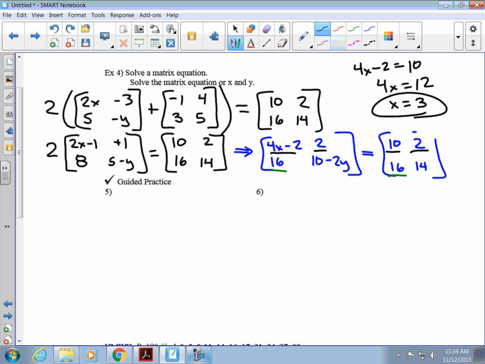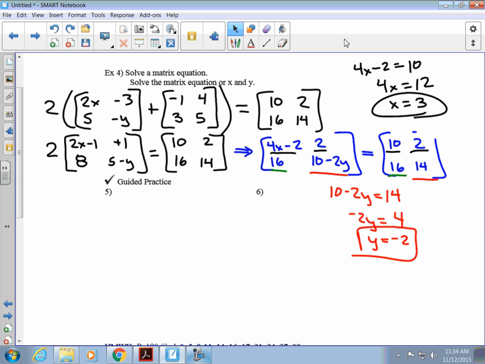And then we have to do the same thing for y. So we know that 10 minus 2y has to equal 14. So negative 2y equals 4, and y equals negative 2. So those are the solutions we get when we solve those.